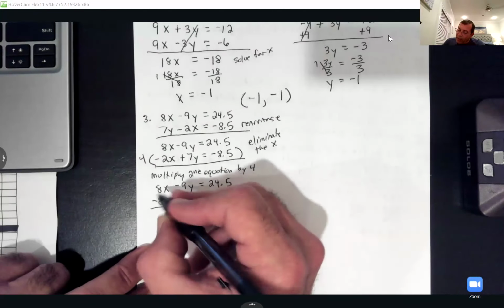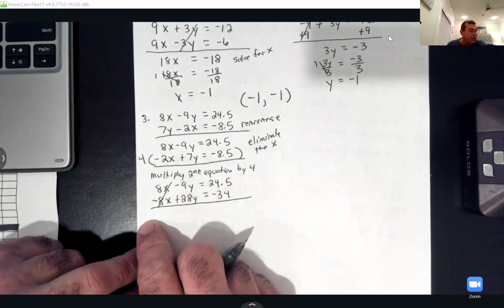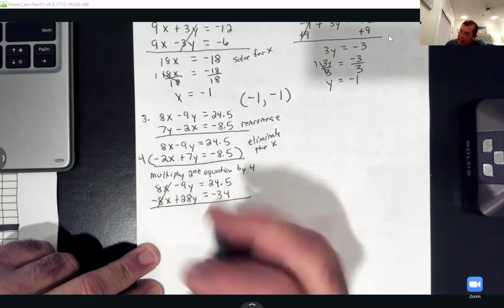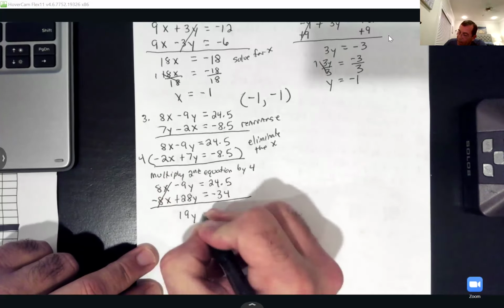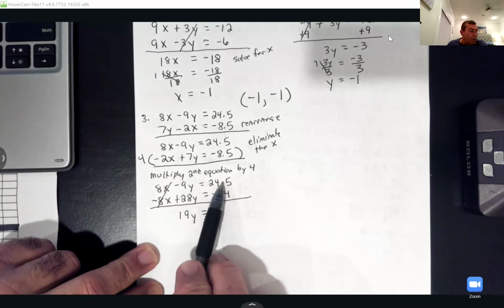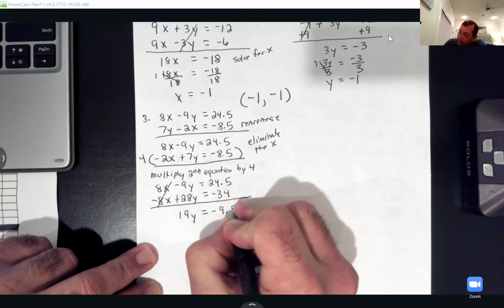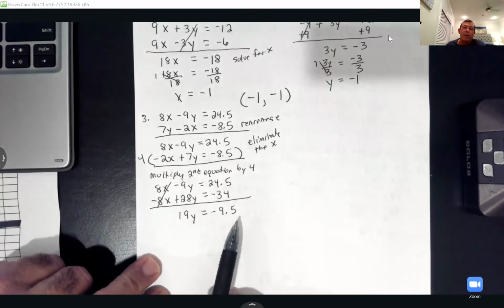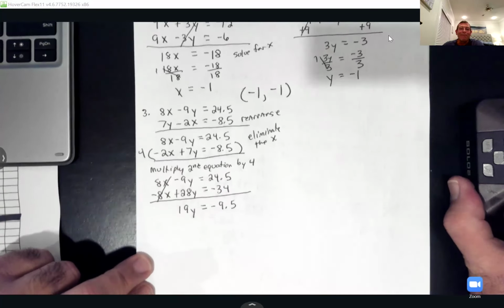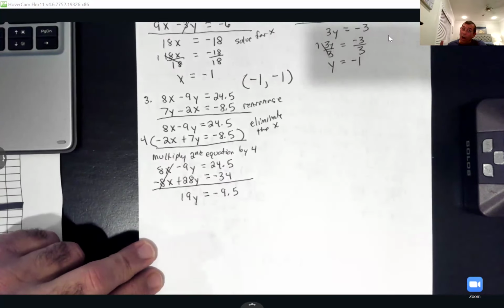But guess what? We wanted to eliminate the x's, and the x's are gone. So let's see what we got. 28 minus 9 leaves me 19y. And negative 34, 24.5 is a negative 9.5. So I'd probably be using my calculator to do these decimals for sure. But y'all, one more step, we'll know what the y equals.